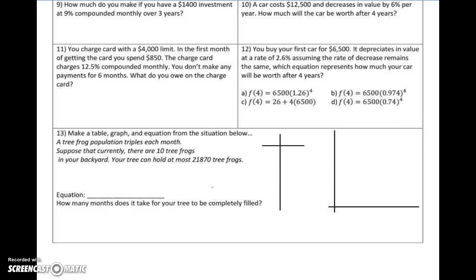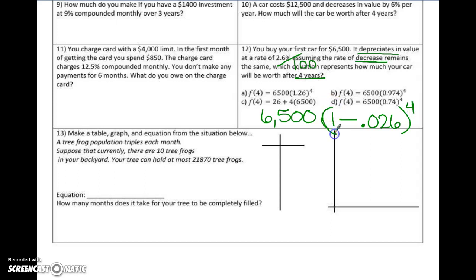We were on number 12. You buy your first car for $6,500. That's your principal. The car is going to depreciate. Therefore, it's decreasing. It also says the word decrease at a rate of 2.6%. If I divide it by 100 and change it to a decimal, it's 0.026, and it says for 4 years.